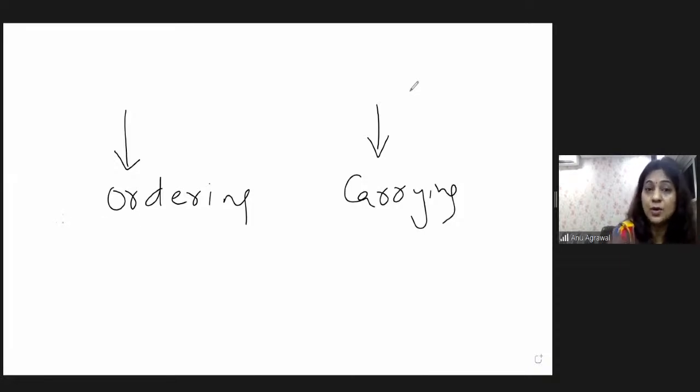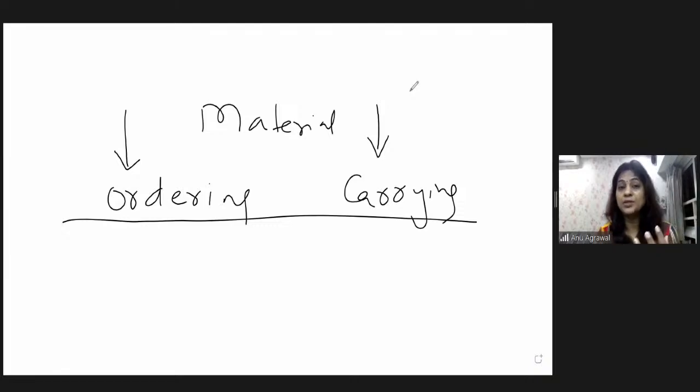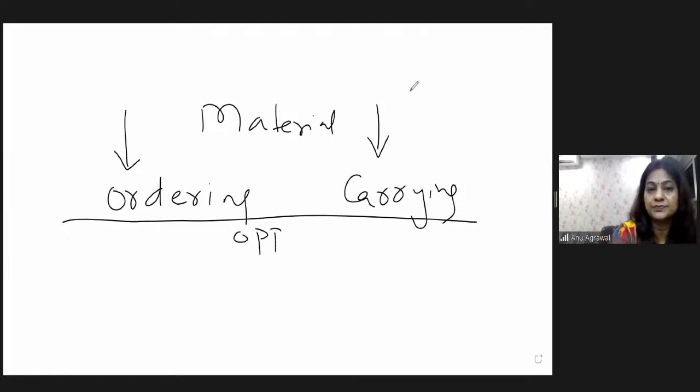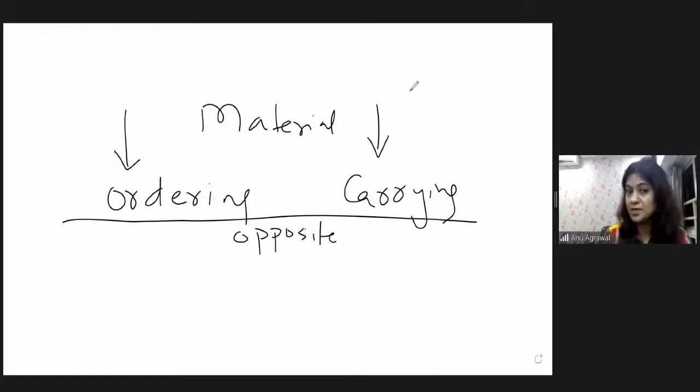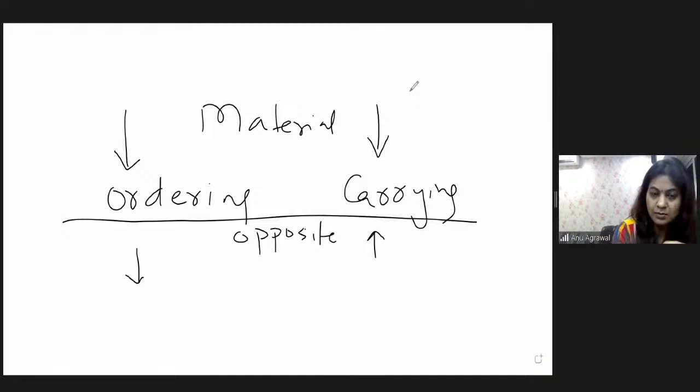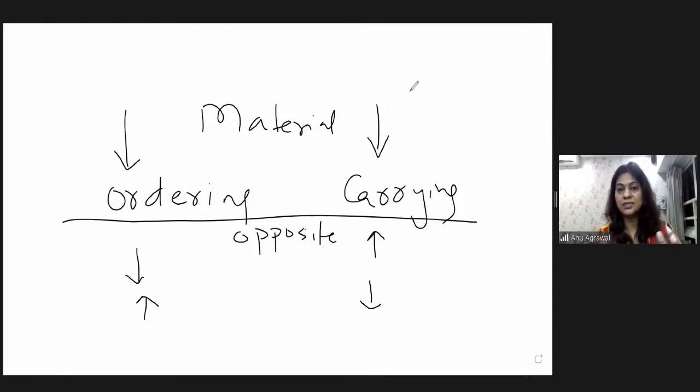Yes, this was with respect to material costing. You understood this concept. And both these costs were opposite to each other. Yes or no? Why? Because if you order a larger quantity, ordering cost will be less, but carrying cost will be more. If your order size is small, then you place more orders, so your ordering cost is high, but your carrying cost is low. Now these costs are opposite to each other. You have already understood this concept.